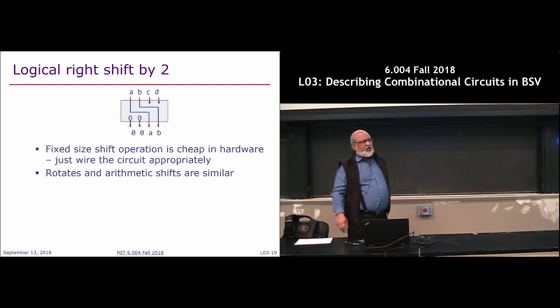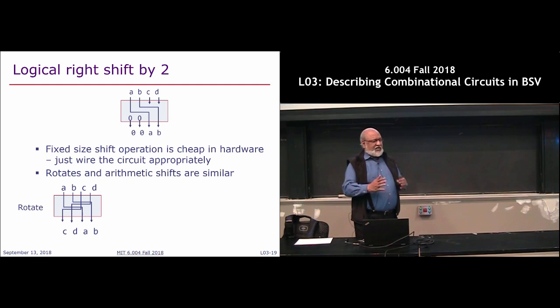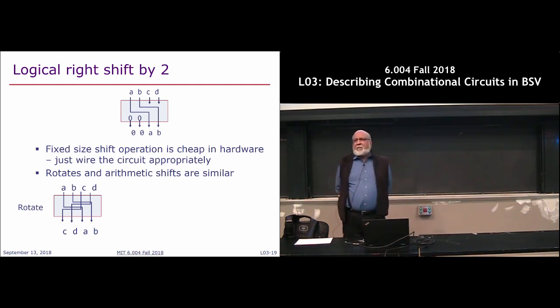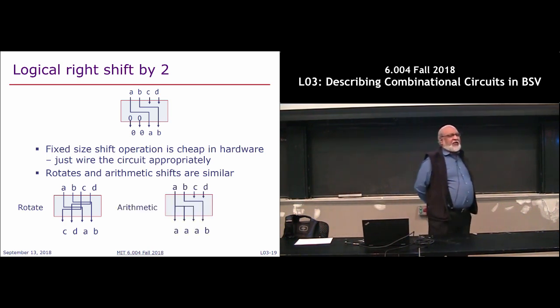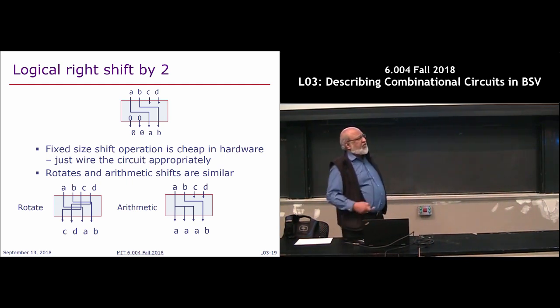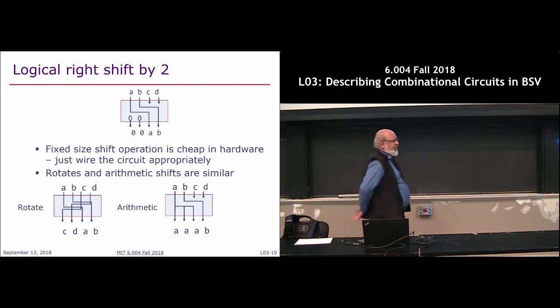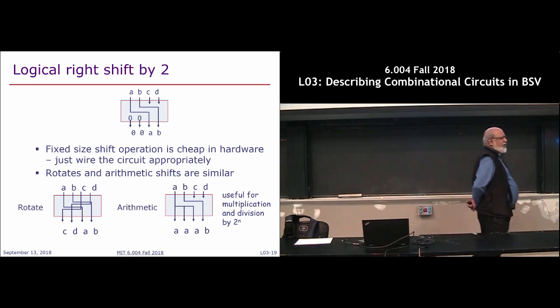Rotates and arithmetic shifts are also equally cheap. If I was doing a rotate, it's just a jumble of wires, so A goes here, B goes there, C goes here. This is rotate by 2. There's something else you will learn later, which is called arithmetic shift and the notion of sign extension. Essentially, it takes the highest bit, A, and replicates that. So instead of zeros here, you are going to put whatever A was in every place. This is arithmetic shift. It's very useful for multiplying and dividing by powers of 2.